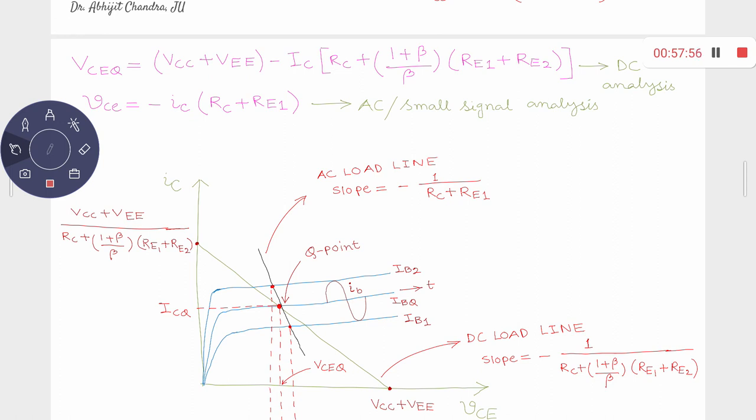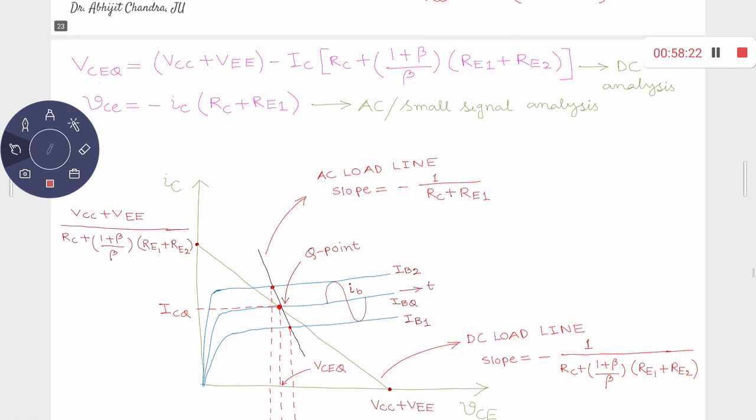So, what is the way to draw the DC load line? What is the mechanism? How can I draw the DC load line? First of all, you have to identify the points. So VCEQ is given by VCC plus VEE minus IC into this entire factor. Right? So you have this axis as the voltage axis, VCE axis, and this axis as the current axis, IC axis.